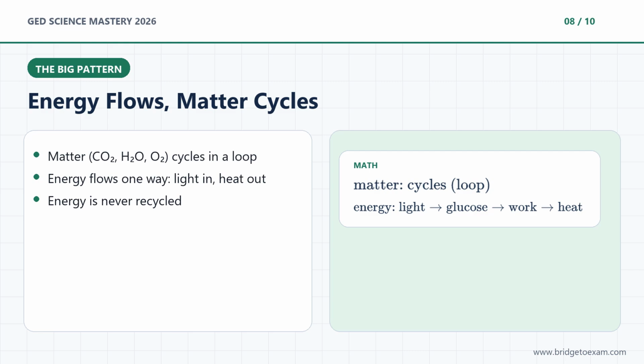Energy flows one way. It enters as sunlight, gets stored in glucose, powers the cell's work, and finally leaves as heat. It never comes back. So remember this pairing. Matter cycles round and round, but energy flows straight through. In as light, out as heat.